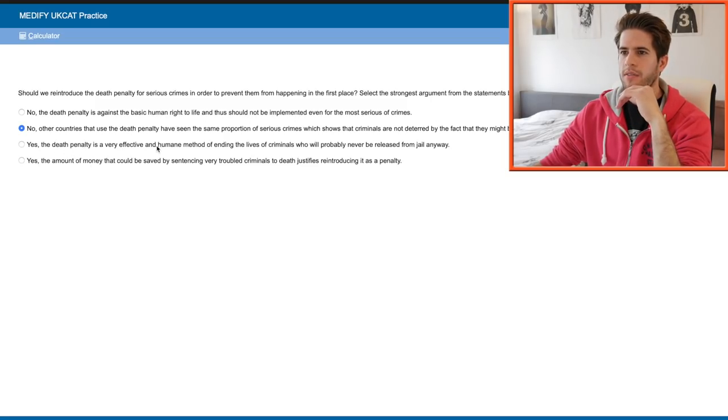Yes, death penalty is a very effective, humane method of killing. Again, an opinion. Who will probably never be released. Opinion. Yes, the amount of money that could be saved by sentencing very troubled criminals to death justifies reintroducing this penalty. This is talking about something else, which is saving money, which has nothing to do with the statement that's given to us.